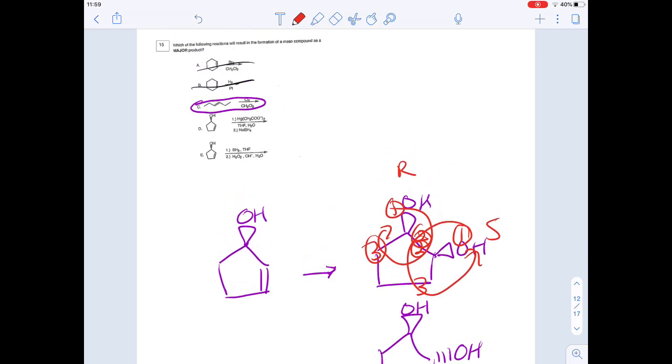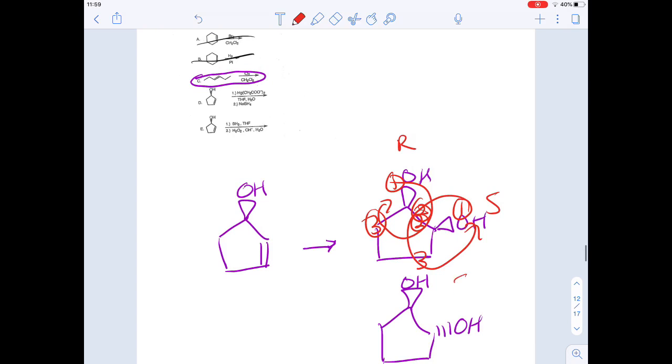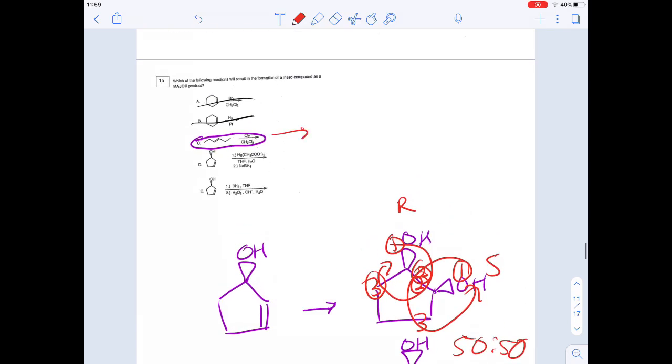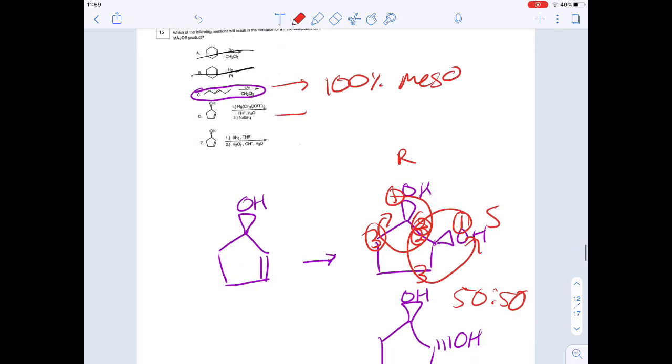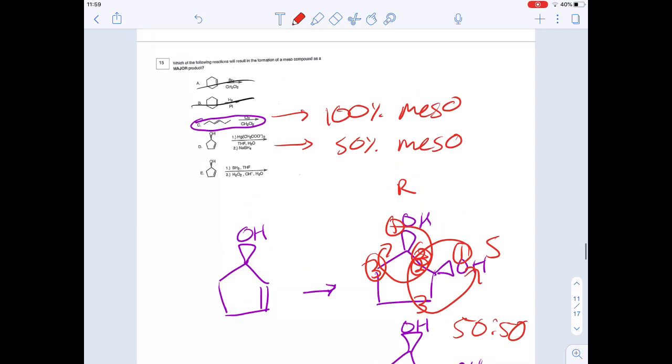The reason that this is not the answer, and this is a very tricky and important point, is because 15 asks you which will result in the formation of a meso compound as a major product. So this is going to be a 50-50 product. However, C, the only product that you're going to get is the meso compound. So you're going to get 100% meso here versus 50% meso here. So that is why D is not the answer to 15.